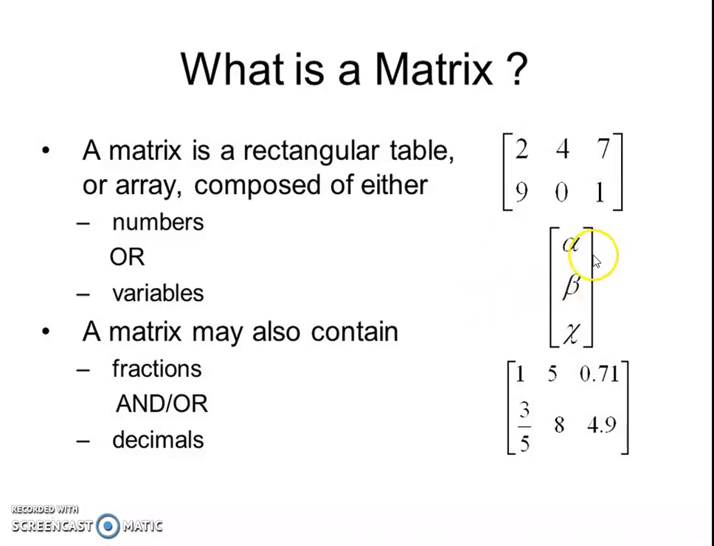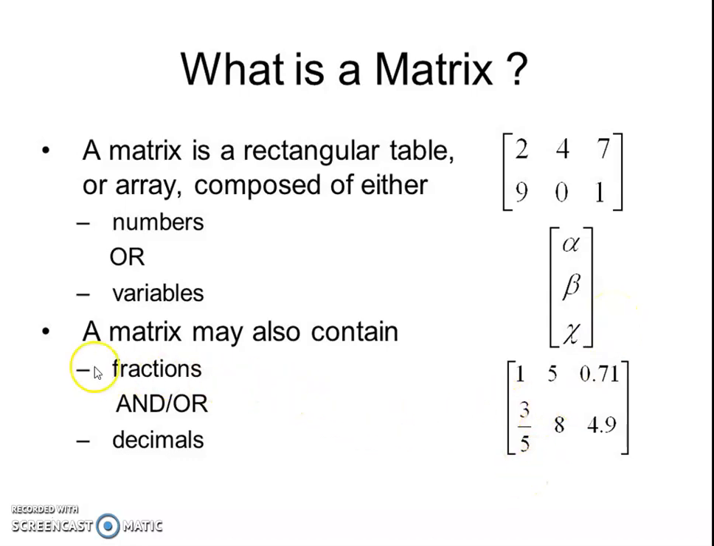Here I have given alpha, beta and gamma. What is mentioned here? These are in one column only. How? That means the first row, the second row and the third row, but the column is 1. Only the first column is mentioned. So the order of such a matrix is 3 into 1.